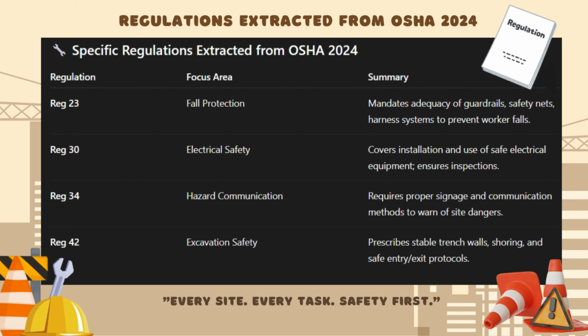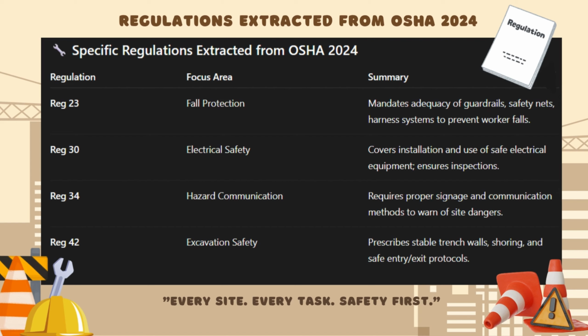Next is Regulation 30. Under Regulation 30, all electrical installations must be safely grounded and protected by a residual current device (RCD). Only qualified electricians are permitted to perform electrical work. Daily inspection of electrical tools and systems must be conducted to minimize risk.